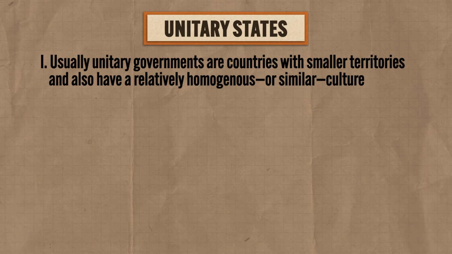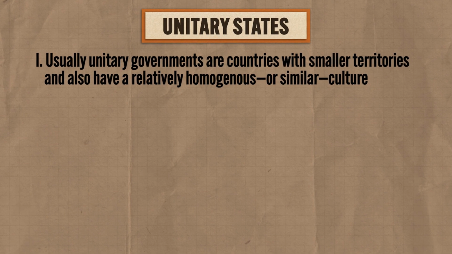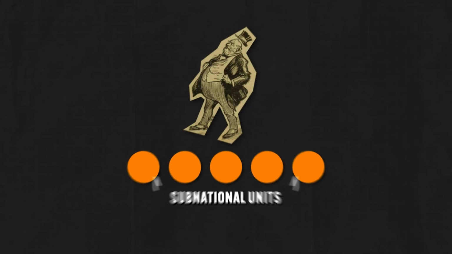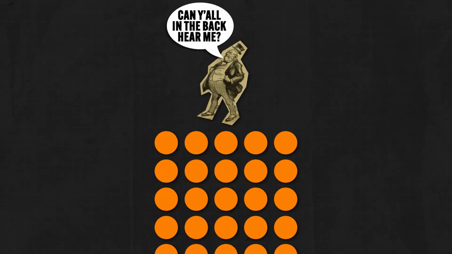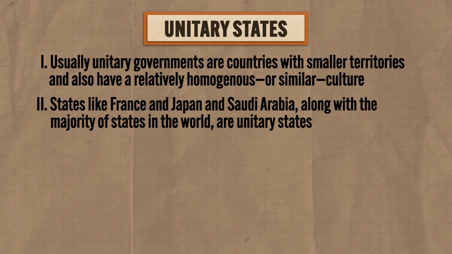Now, in terms of spatial organization, we usually see unitary governments in countries with smaller territories that also have a relatively homogeneous or similar culture. And why is that? Well, when the officials of a unitary state pass laws or regulations, that means they also need to make sure that everyone in the population is abiding by those laws. And so if a state has a massive sprawling territory, that's going to be pretty difficult to enforce. So that's why states like France and Japan and Saudi Arabia, along with a majority of states in the world, are unitary states.